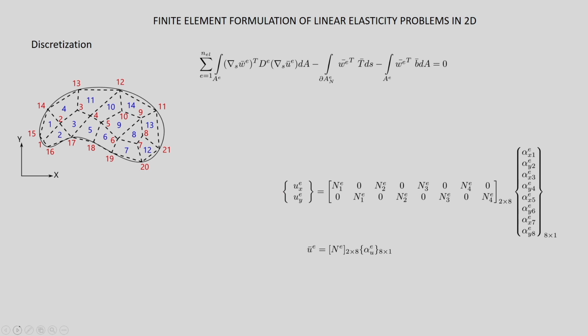Here, as you see, the domain has been discretized with quadrilateral elements. We can do it with triangular elements also. Now, in this case we have 14 elements. The blue numbers denote the element numbers, and the red numbers denote the node numbers. So here we have 14 elements and in total 21 nodes, and in each element we have 4 nodes because it is a quadrilateral element.